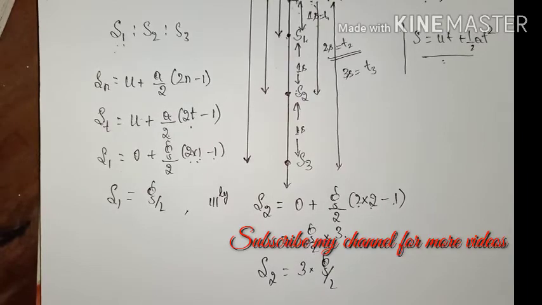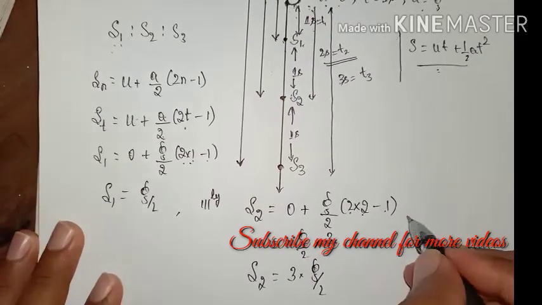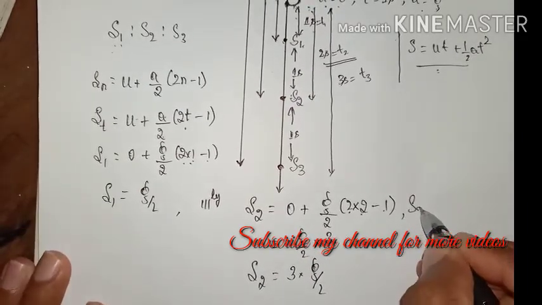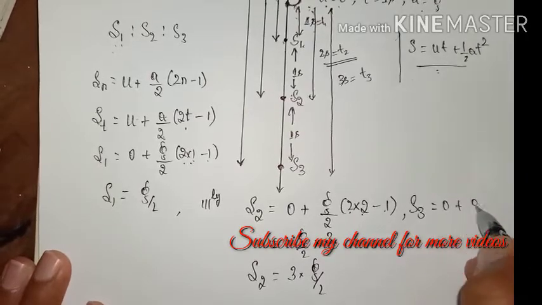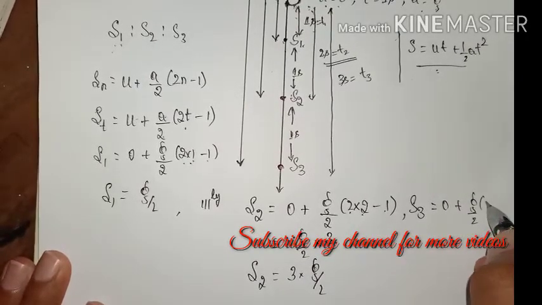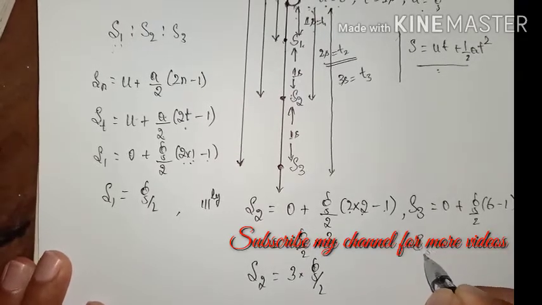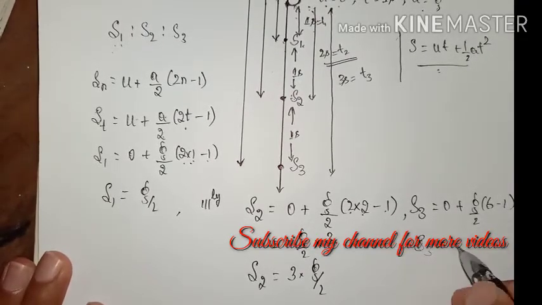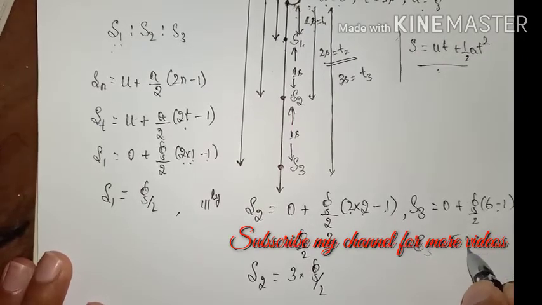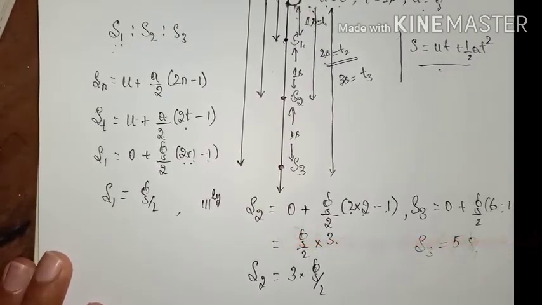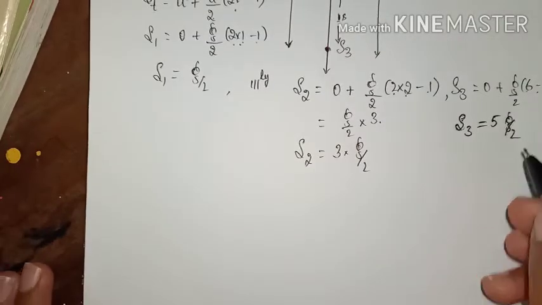Similarly I can go with S3 also. S3 is 0 plus g by 2 into 2 into 3 minus 1, that is 6 minus 1. So S3 equals how much? 6 minus 1 is 5, so 5g divided by 2.